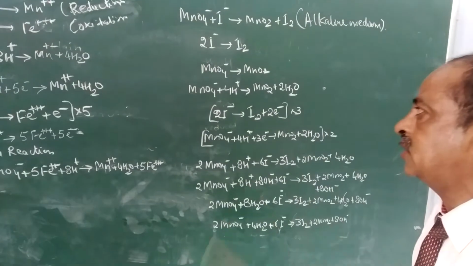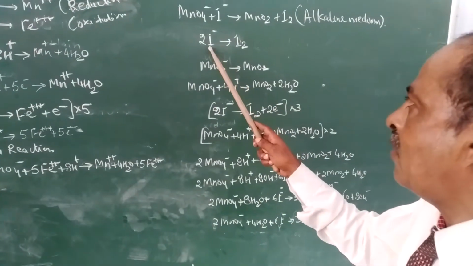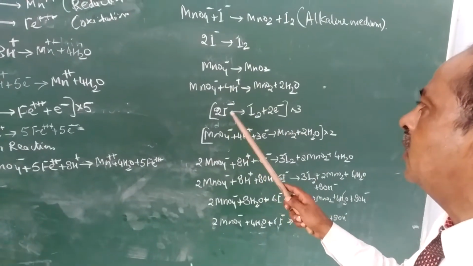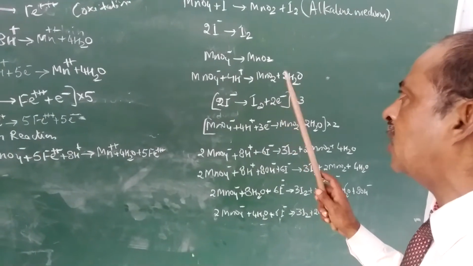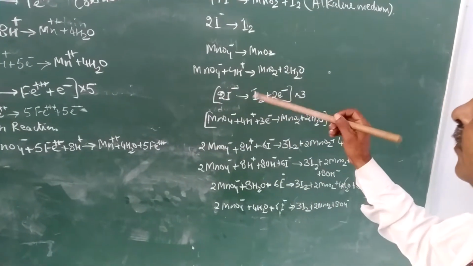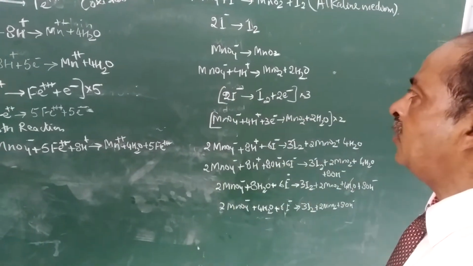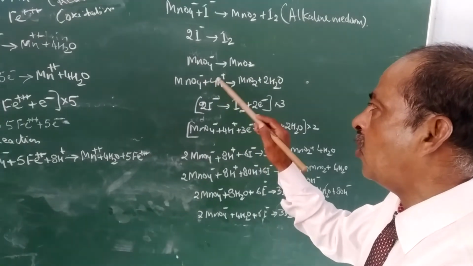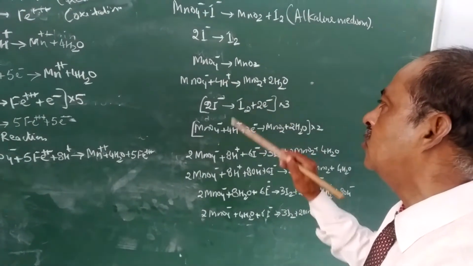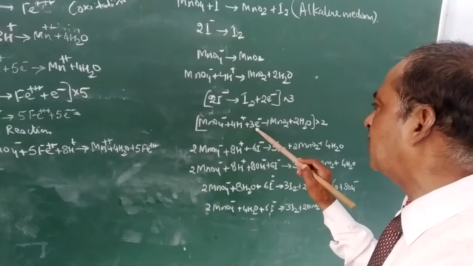Now 4H plus, yeah, 2I minus is changing into I2. Here there are 2 negative charges, here there is no negative charge, so we have 2 electrons here. Now we determine the charge. 4 positive, 1 negative neutralizes one, so how many positive are left? 3 positive charge. So 3 positive charge is neutralized by 3 electrons.